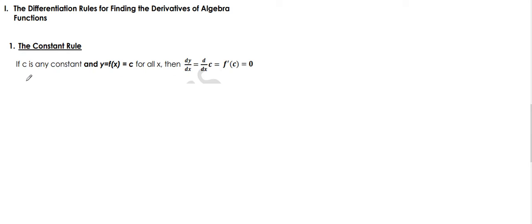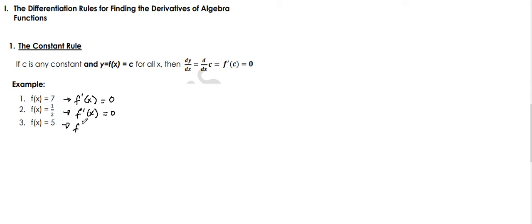So, example tayo. For example, we have f of x equals 7. So, automatically, our f prime of x is equal to 0. Same with here. If our f of x is equal to 1/2, our derivative is 0. And the same with here. Our derivative is 0. Alright? Let's have the next rule.